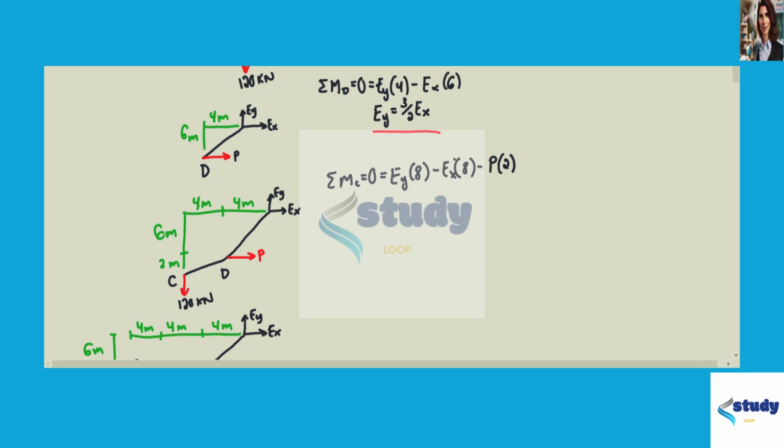We're going to go ahead and plug in this value into this equation and simplify. So it'd be 3 over 2 EX times 8 minus 8 EX, and move the 2P to the other side. We're going to go ahead and solve for EX. And this equals 1/2 P.